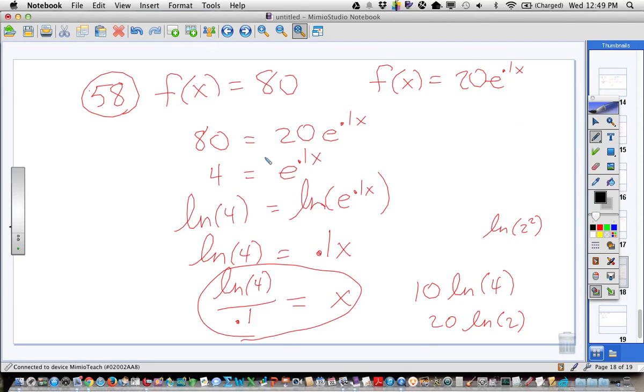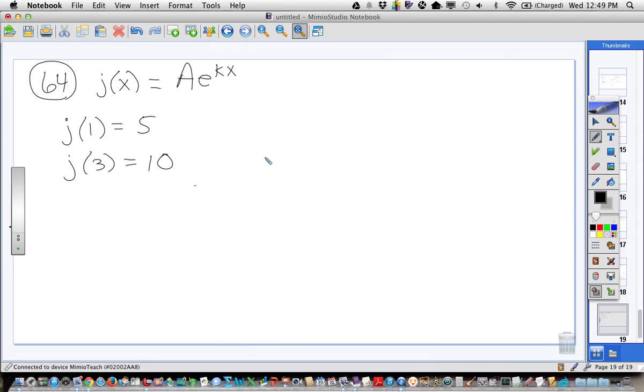Right? Same thing. And then on 58 here, it said f of x equals 80. And here's f of x. So I just set that equal to 80. You have to divide by the 21st. Then you do the log of both sides, and you go down and solve it. Now, we did have a little bit of a discussion here about how you give your answer with decimals and so forth, and we're going to talk about that when we get into number 64 here.